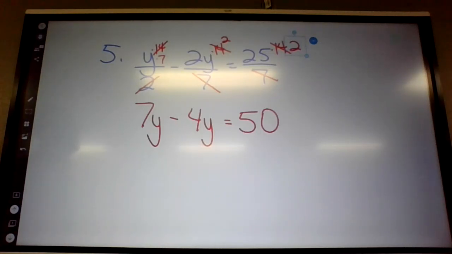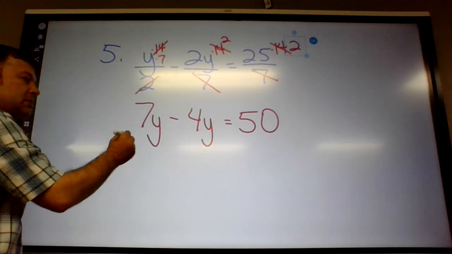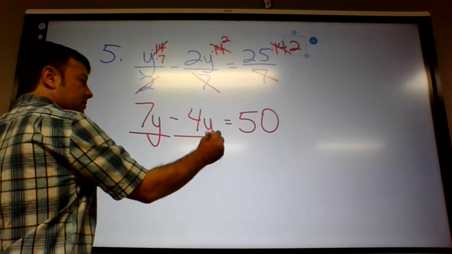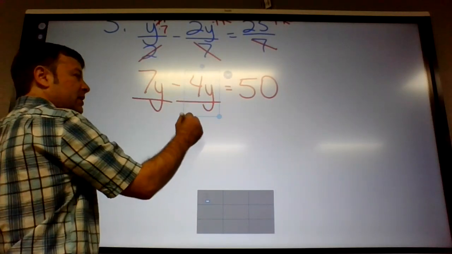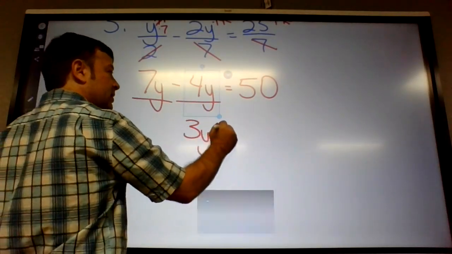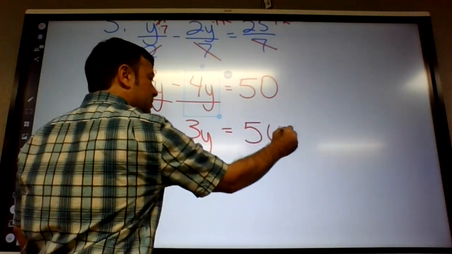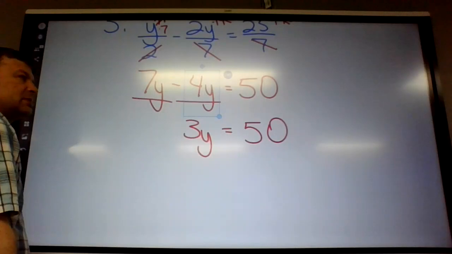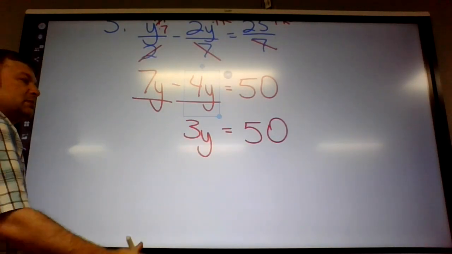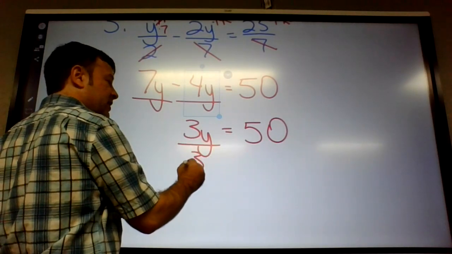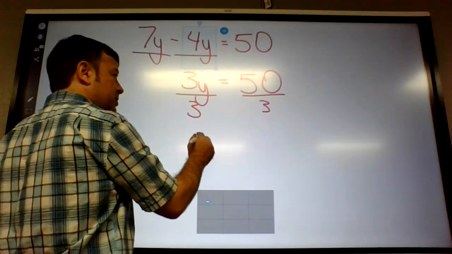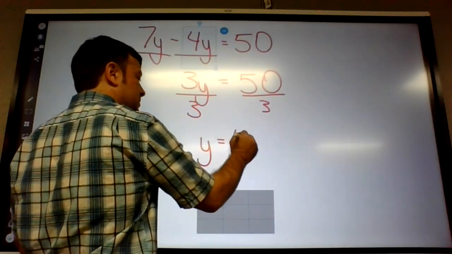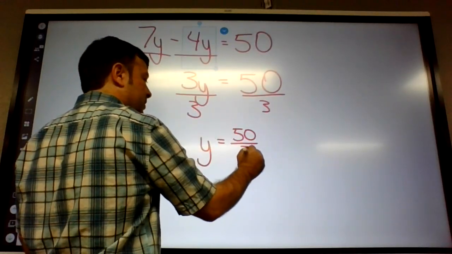All right, now what can I do? Right, since those are like terms, they can go together. 7y minus 4y is 3y. Does 50 divide by 3? No. So what am I going to put? 50 thirds.